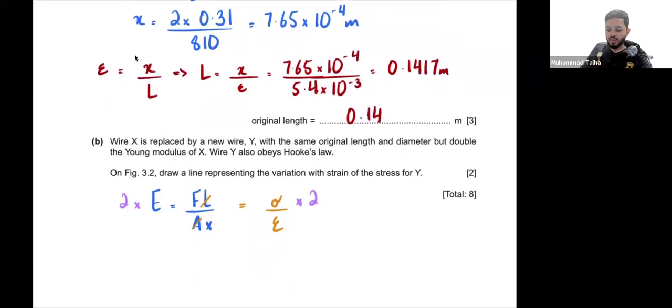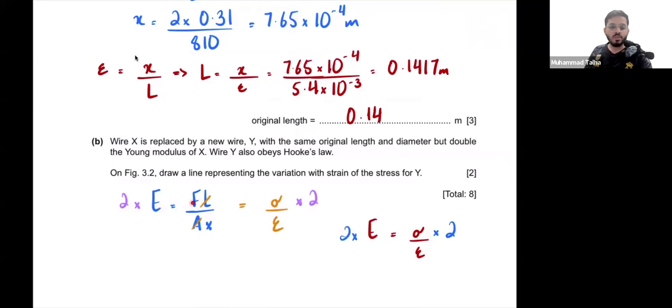If you want to think about this in the context of graphs, so you know that we had a stress strain graph above, right? So if the Young modulus is double, this means that really the gradient of this graph would also double, right? Because the gradient of a stress strain graph for the linear part is the Young modulus. That's one way to think about it.